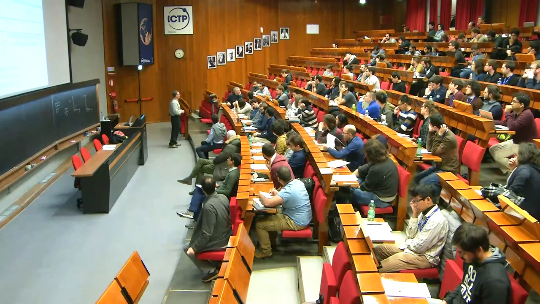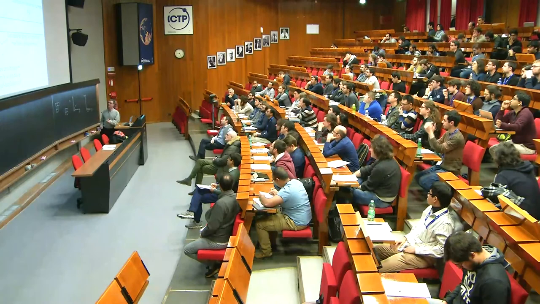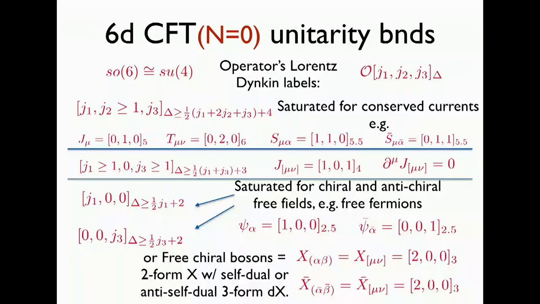Yeah. So the question was about which operators have protected dimensions. Anytime this inequality is saturated, this is like a short operator, and so that's a protected operator. For instance, the statement that conserved currents can't have anomalous dimension is because it's in this short representation. Thank you for the question. I should have emphasized that more.